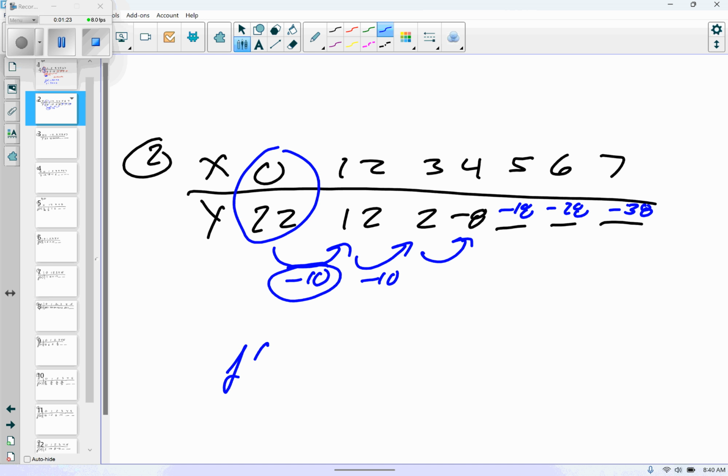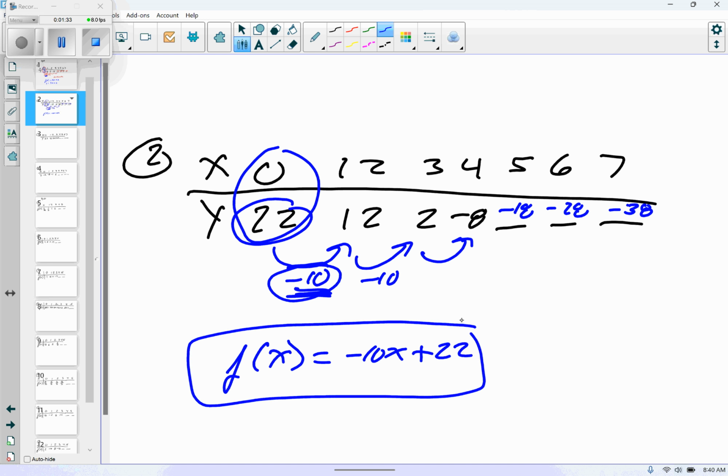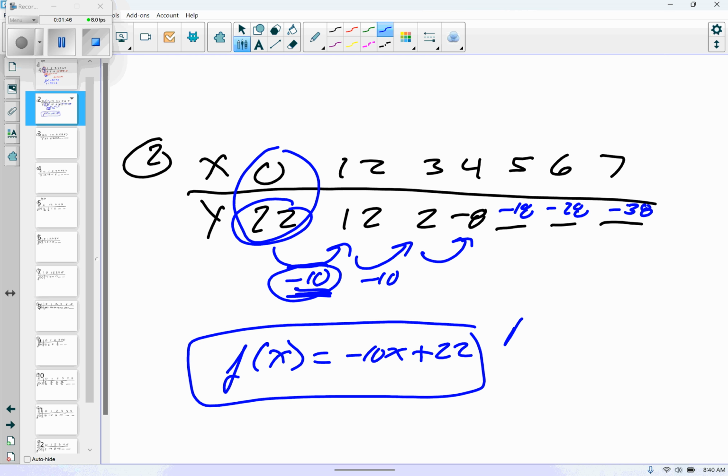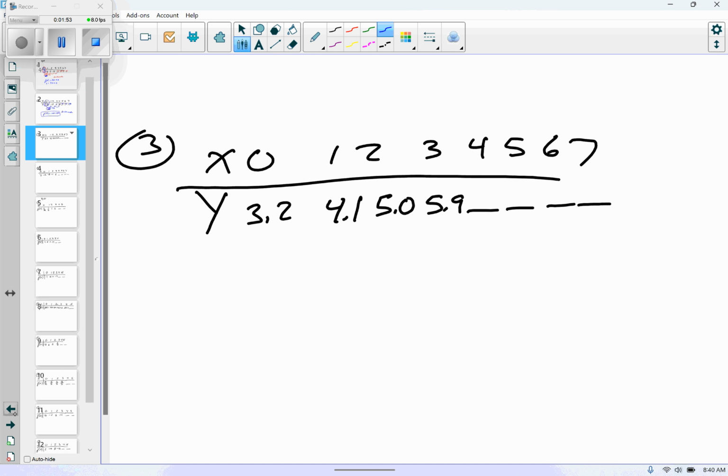So I know f of x or y equals, doesn't matter which one you pick. So this is going to go out in front of the x. And then this number here is a positive number, so it goes right there. This is the equation. If I plug 0 in, I get 22 out. Negative 10 times 1, negative 10 plus 22 is 12, so on and so forth. So this will plug in nicely. Oh, that was also arithmetic because we were subtracting. So add or subtract is going to be that.